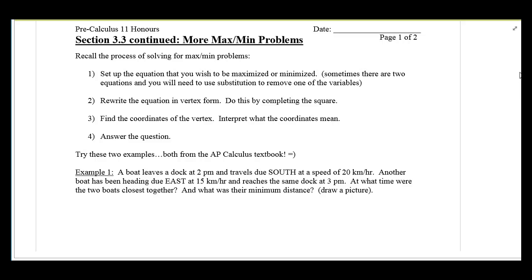By the way, if you've read this already and you see speed, and you see time and distance, you're thinking, oh man, is this physics? And the answer is, we do lots of physics in calculus, so don't be afraid of that. This question talks about a boat leaving a certain dock at 2 p.m. and then it travels due south at a speed of 20 kilometers per hour. So imagine you being here, and I've got a boat that's now going 20 kilometers per hour down the road.